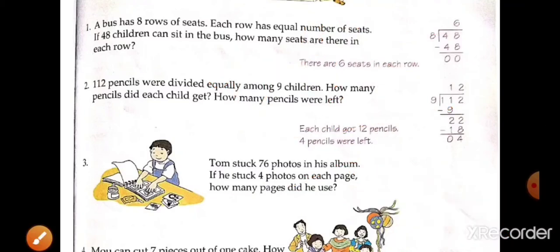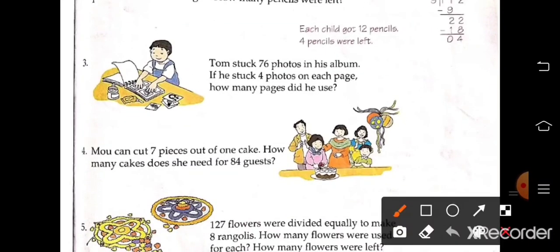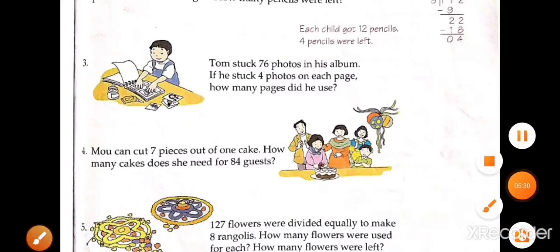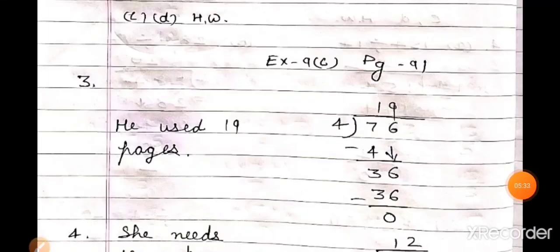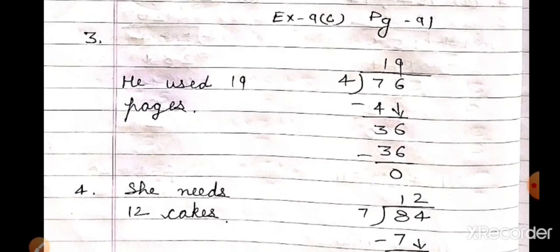Okay, so these 2 questions have been done in your book already. So now question number 3 you have to do in your notebook. So take out your notebook. Write in your notebook exercise 9C, page number 91. So the question is, Tom stuck 76 photos in his album. If he stuck 4 photos on each page, how many pages did he use? So for it, divide 76 by 4 like this. Answer is 19. So he used 19 pages.